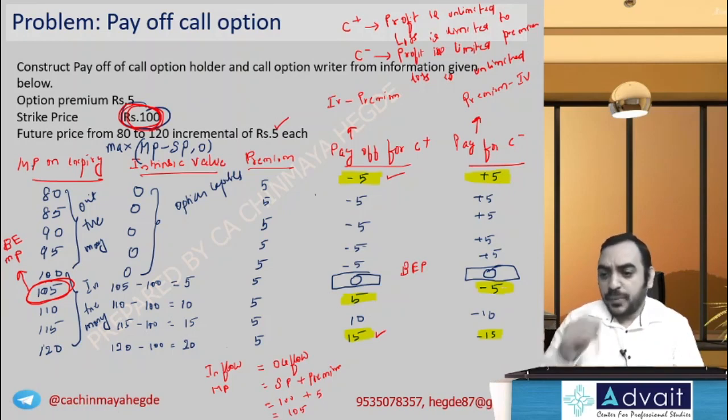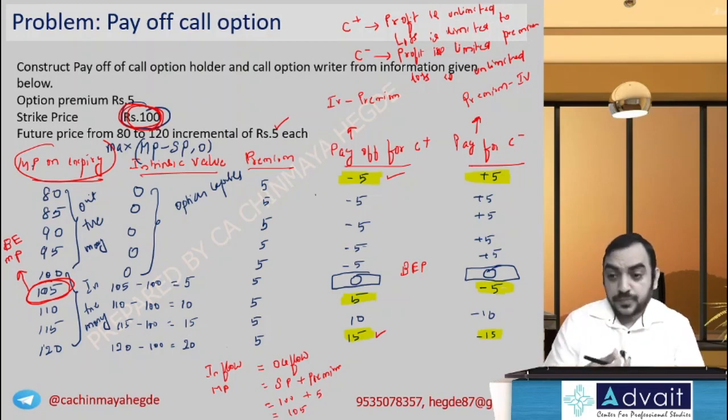Is there a validity period? Yes, definitely. We will discuss expiry dates. There is definitely an expiry date. All this discussion we're having is about the market price on the expiry date. At the end of the month, like what we discussed in futures, here also an expiry date will definitely be there.